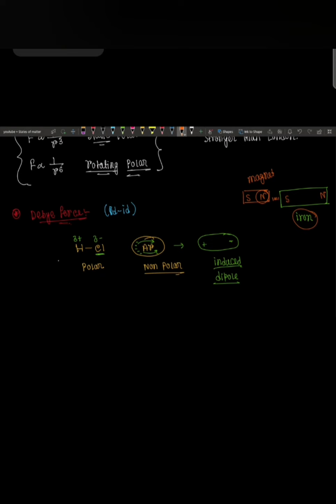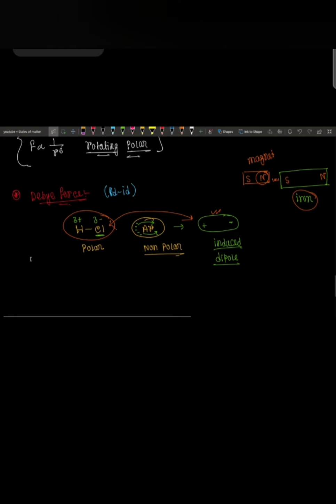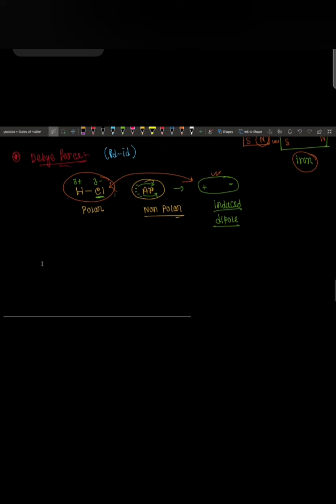Now, after the dipole has been induced, this polar molecule and this induced dipole would have an attraction between them. So this is called our Debye force. So I need a permanent dipole for this type of force, and I need a non-polar molecule to make this interaction happen. Now, the force is dependent on, again, 1 by r to the power 6. So these are the three major intermolecular forces.